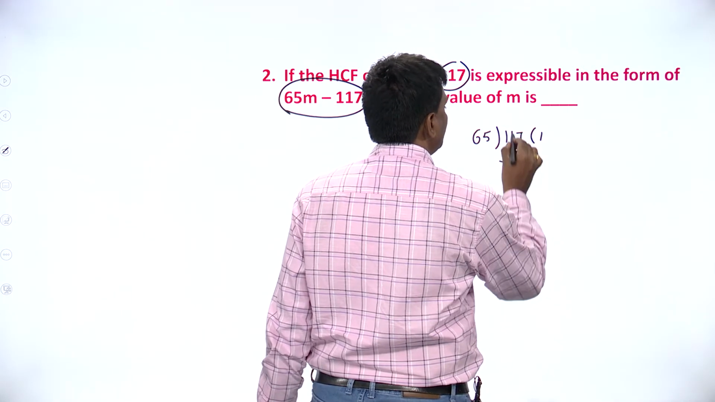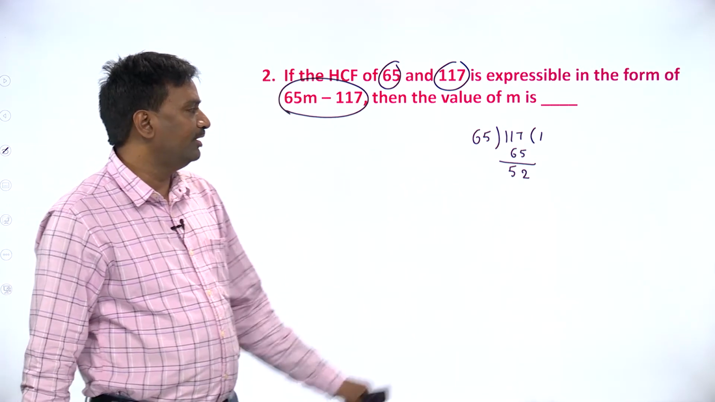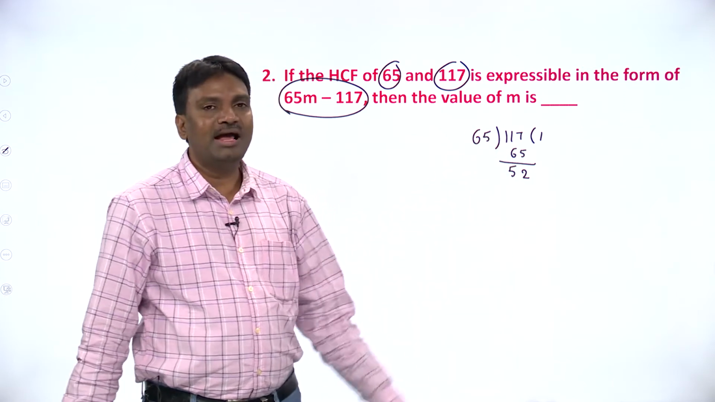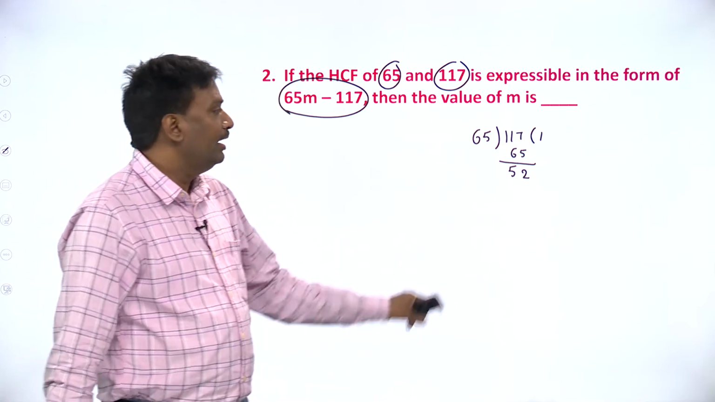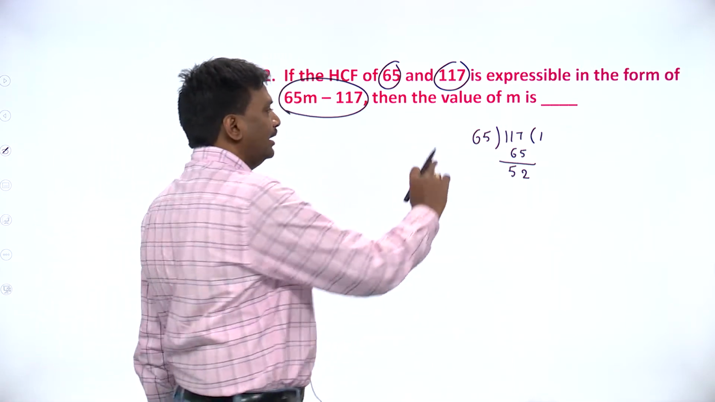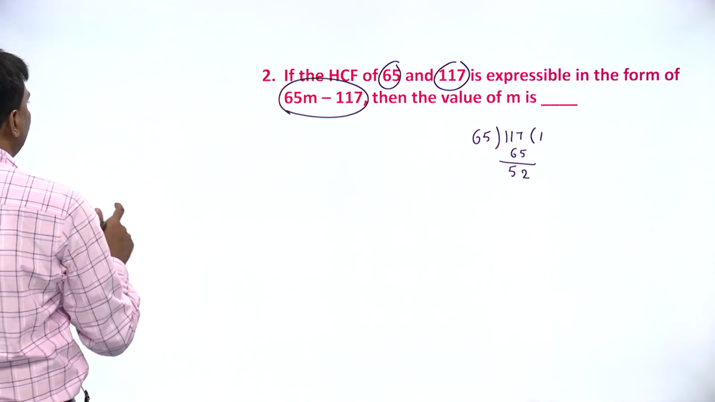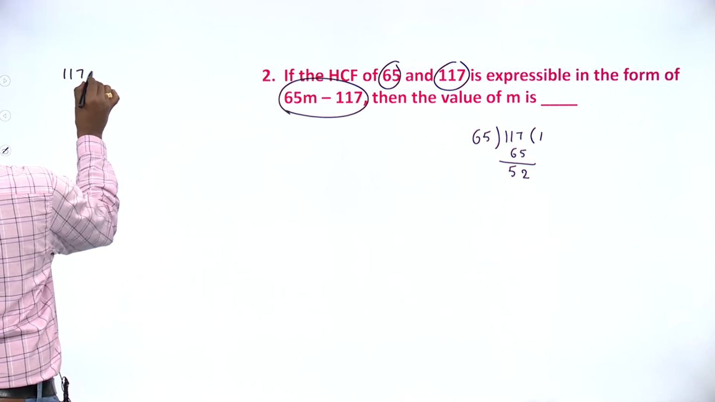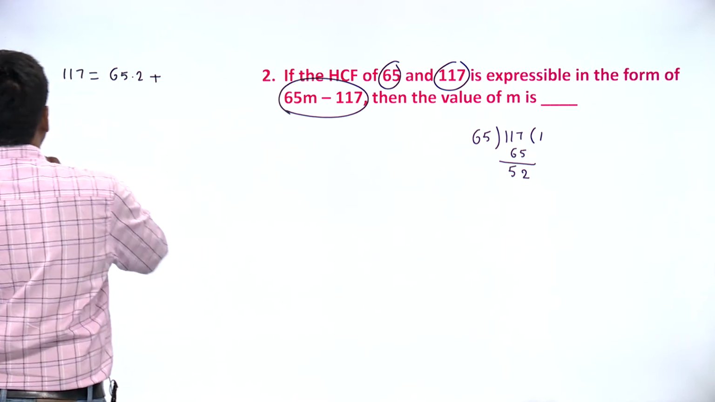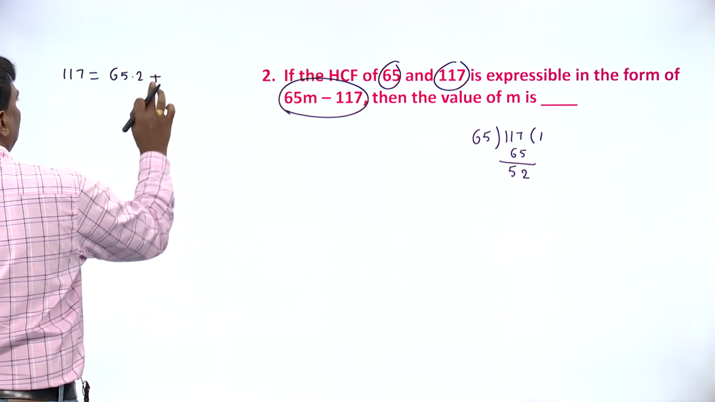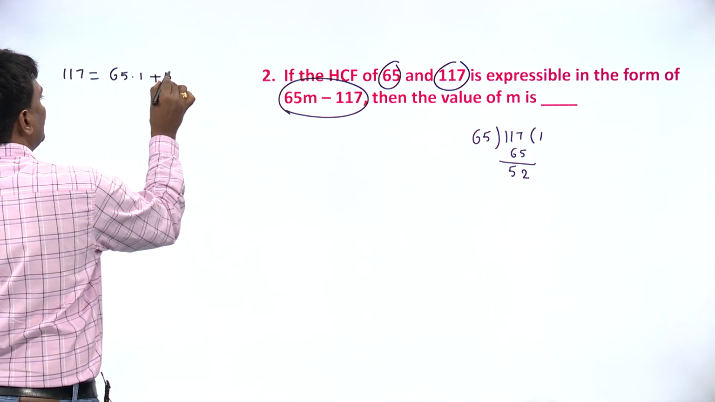By subtracting 65 from 117, you get 7 minus 5 is 2, 11 minus 6 is 5, so 52. Now this 117 can be written as 65 into 1 plus 52. So from that we can write 117 equal to 65 into 1 plus the remainder 52.